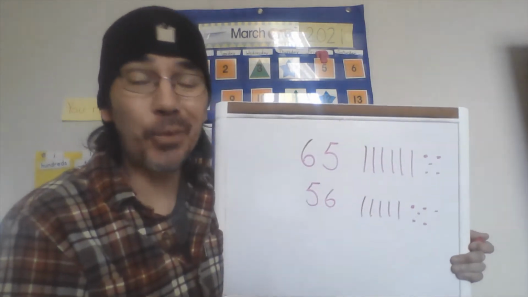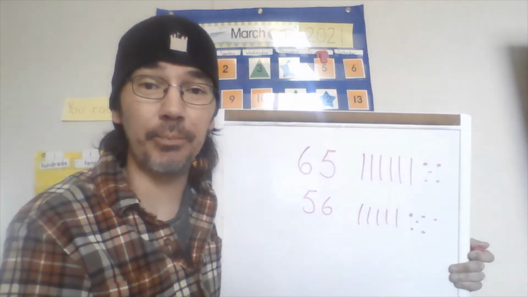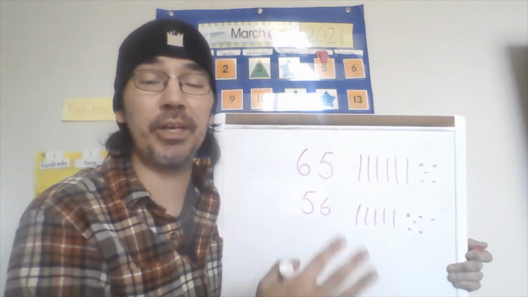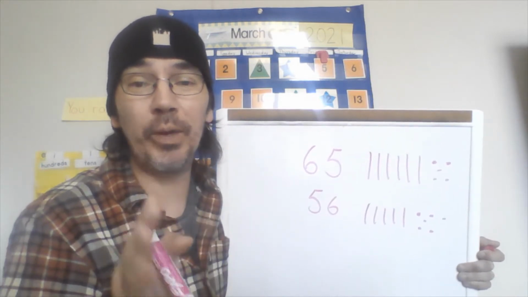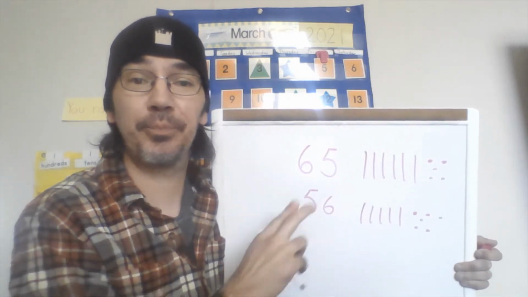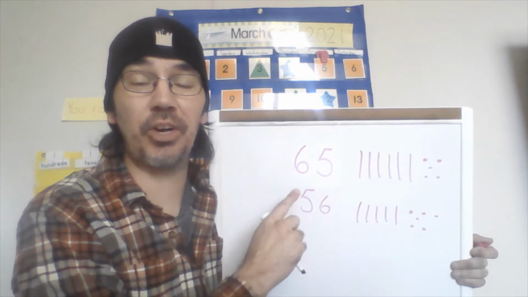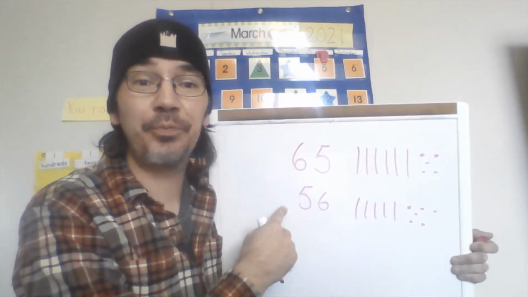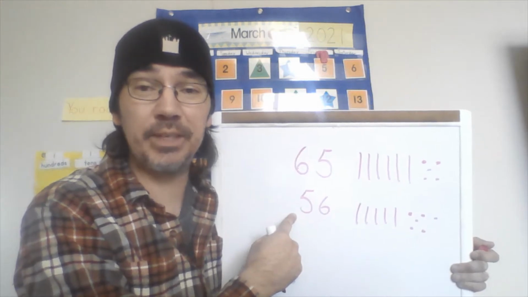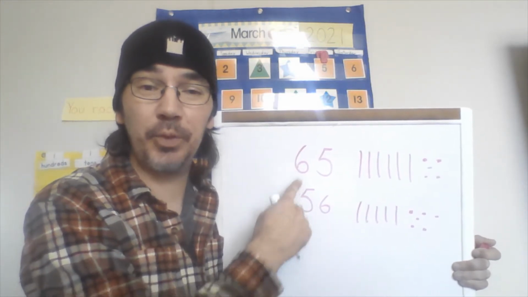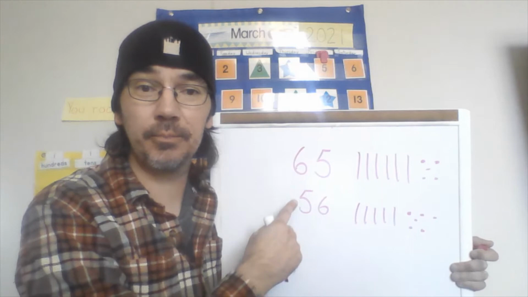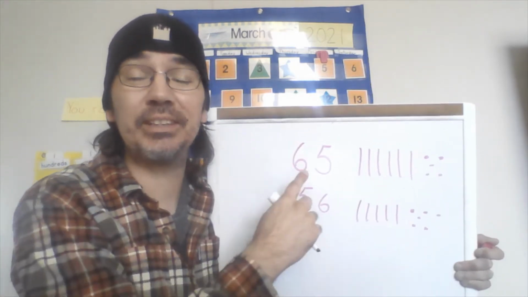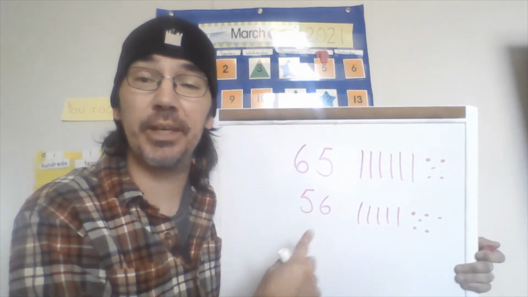Okay. First thing that we do when we're comparing numbers, and you can compare it with the picture or you can compare the actual numbers here, start with the tens, right? If we have tens and ones, you're going to start with the tens. 65 has 6 tens. 56 has 5 tens. Which one has more tens? 65. So guess what that means? We stop right there. 65 is greater than 56.